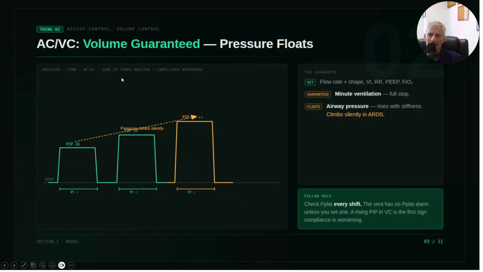So one message I have for assist control is that, again, you set the flow rate, you set the shape, because it could be a ramp, or it could be a standard shape of the flow rate. You set a tidal volume. So a typical way to describe volume control, you should say rate, tidal volume, FiO2, and PEEP. So let's say you're on 18, 500, 100%, PEEP of 5. Okay, that's how you would say it. Airway pressure rises. That's the first sign that the compliance might be worsening. That is thing number two.